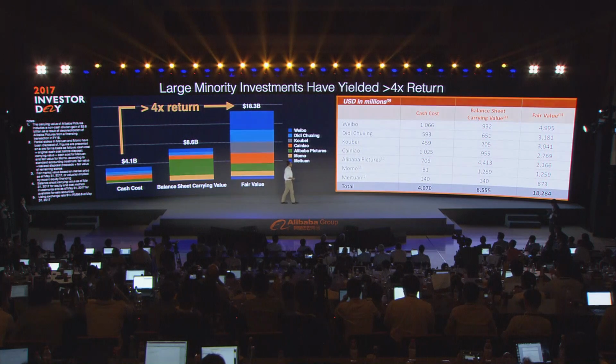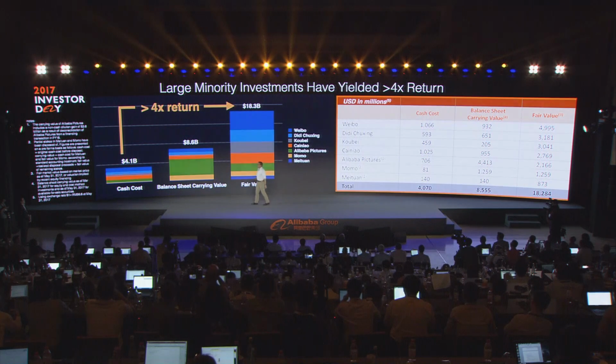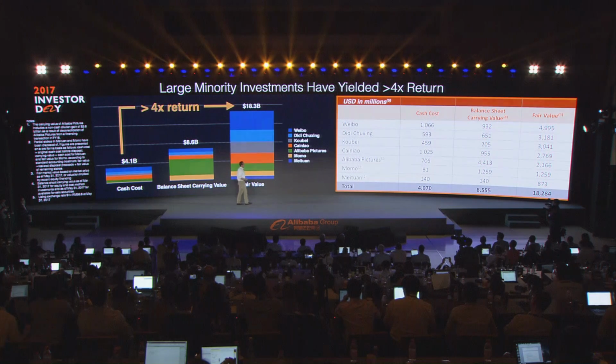We spent about $4 billion in, what is it, like 7 different investments. And today, they have a market value of $18.2 billion. If I ever go into the private equity business, I would probably put this chart up as my track record. No, just kidding.